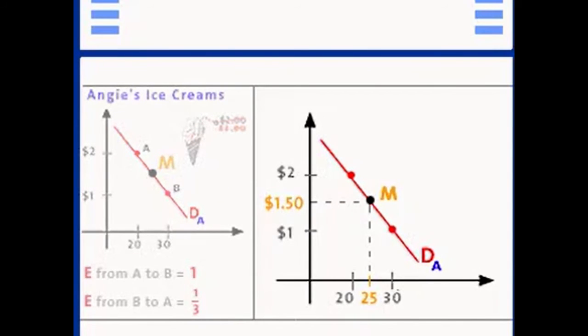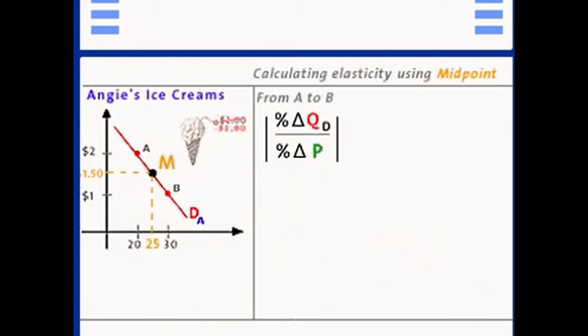Only this time, use the midpoint formula. That is, use $1.50 as your base price. The new quantity is 30. The old quantity is 20. 30 minus 20 is 10, divided by the midpoint quantity, which is 25, gives you 10 over 25, or 2/5. 2/5, or 0.4, is the percentage change in quantity demanded.